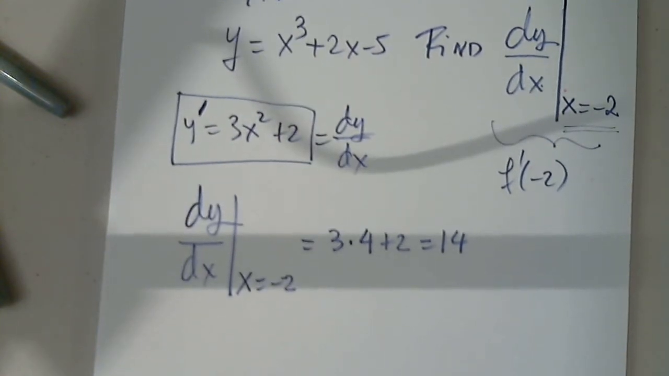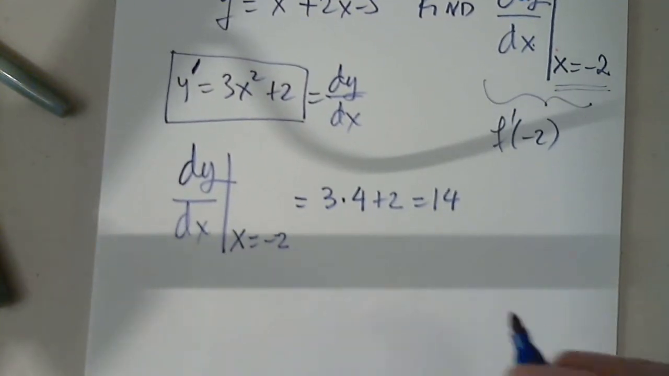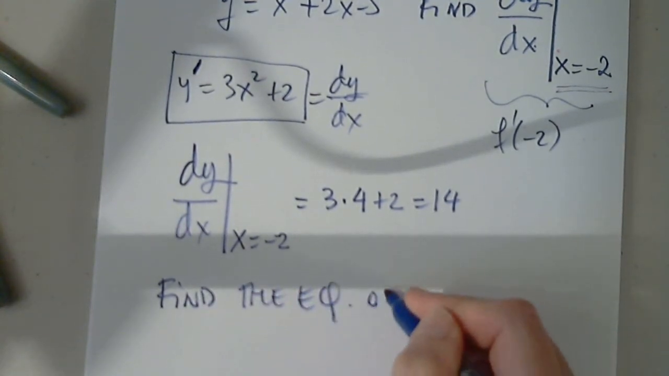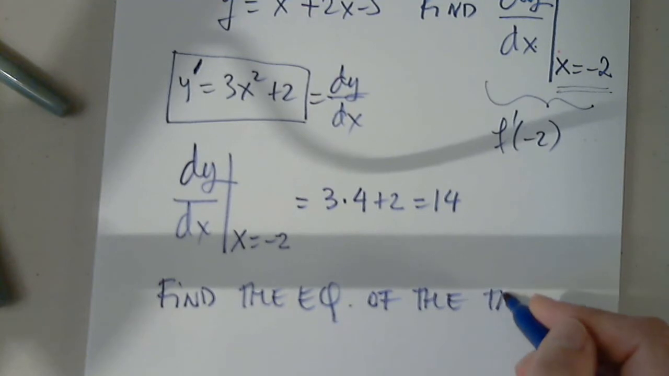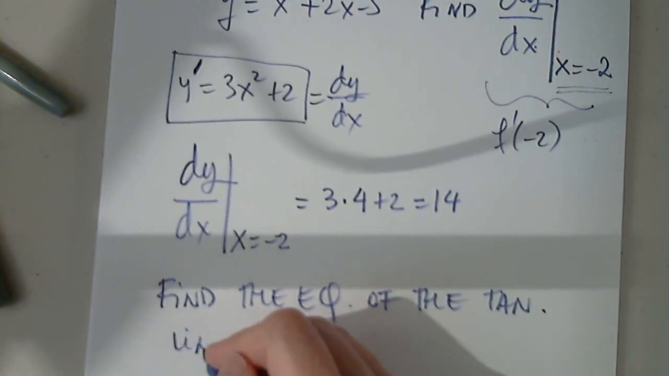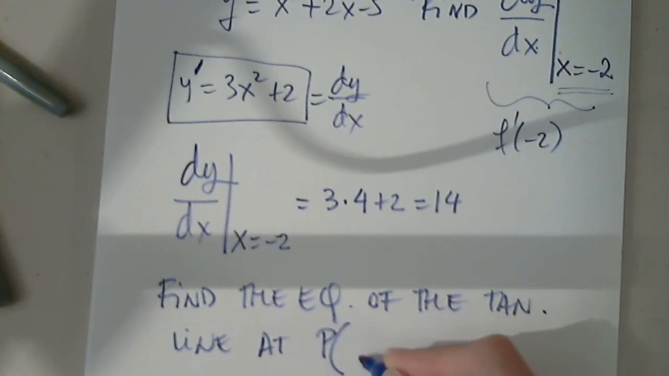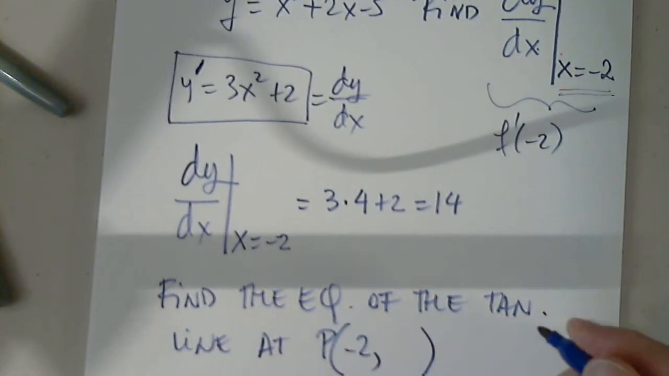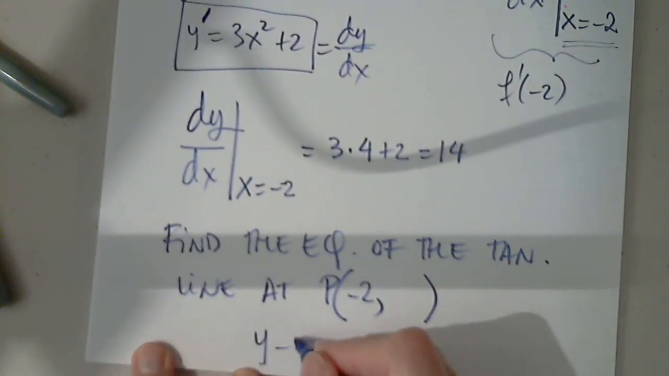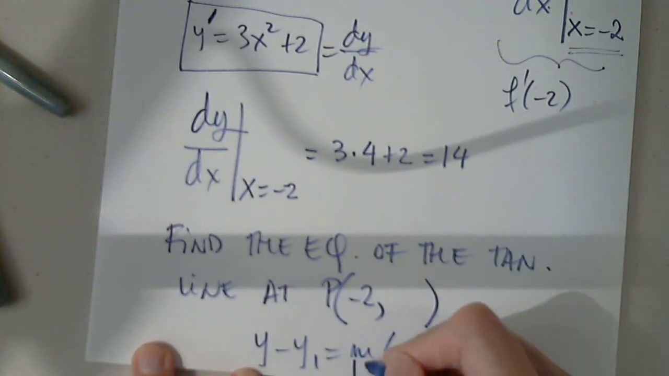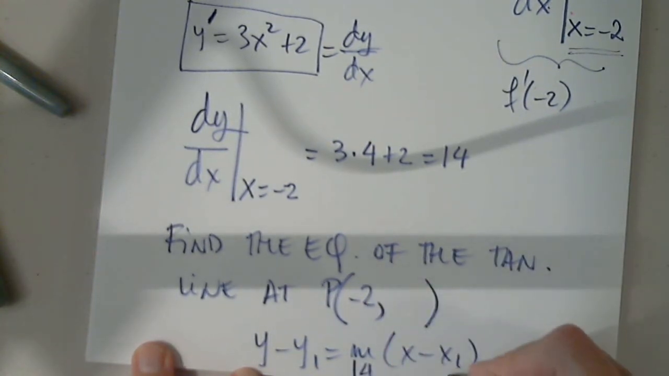So at this point, if you say, find the equation of the tangent line to the graph of y at x equals negative 2, then I will do this. y minus y1 equals the slope times x minus x1, where the slope is 14 and x1 is negative 2. How do I determine y1? Can anyone tell us how to find y1?